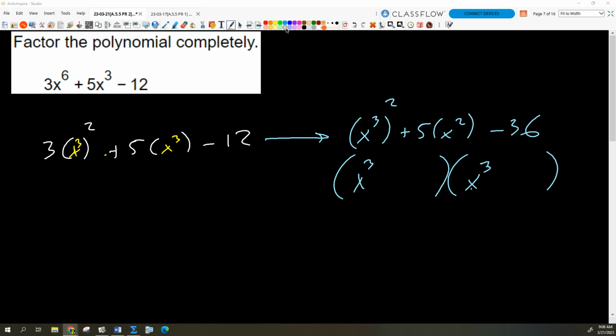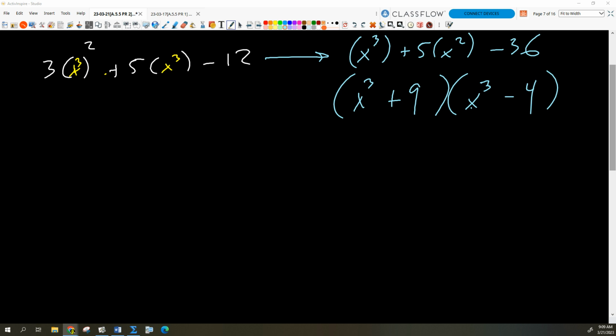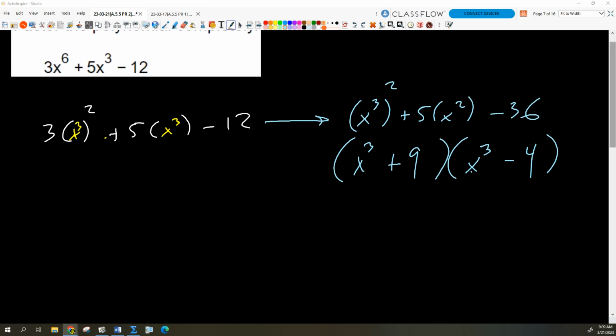What magic numbers multiply to negative 36 and add to 5? Which ones are they again? Okay, positive 9 and minus 4. Okay, and so that looks pretty good, right? What's the last step? That worked out. What's the last step of slip and slide? Divide the magic numbers, 9 and negative 4, by what? By 3, whatever the number was that we slipped.